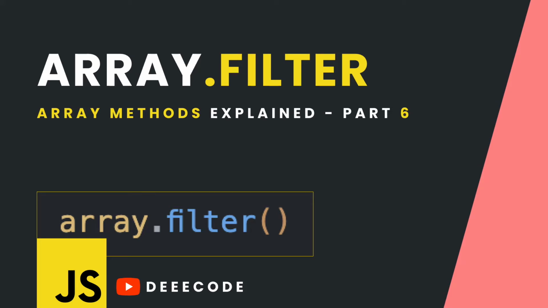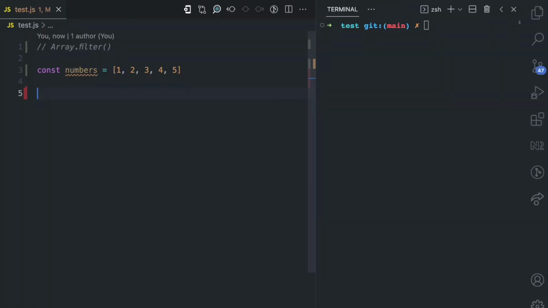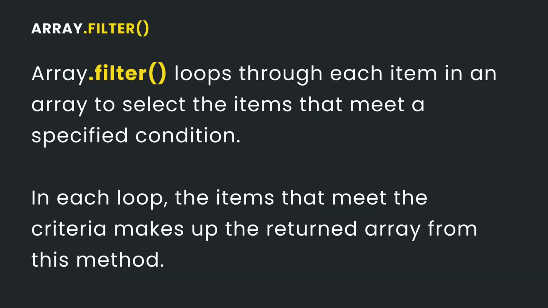In this video, the sixth part of my array methods explained series, I'll be explaining the filter method. What does this array method do? The filter method loops through each item in an array to select the items that meet a specified condition, and in each loop, the items that meet the criteria would make up the returned array from this method.